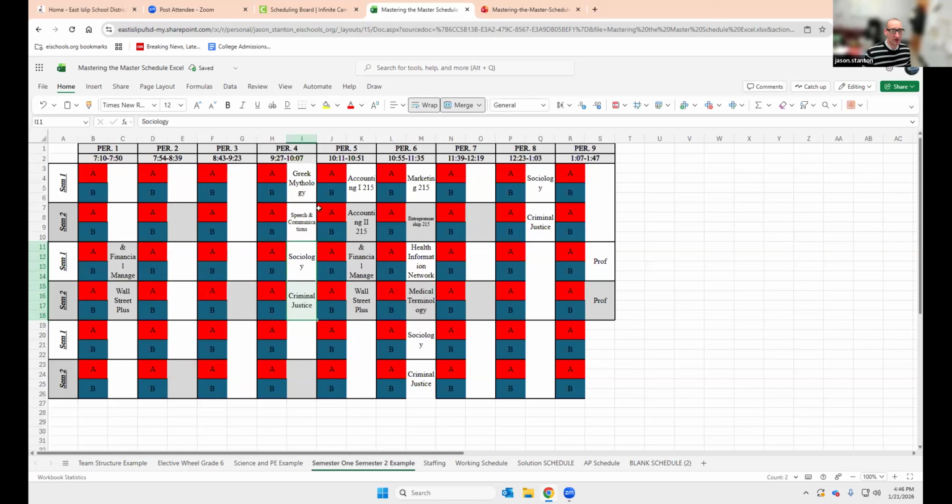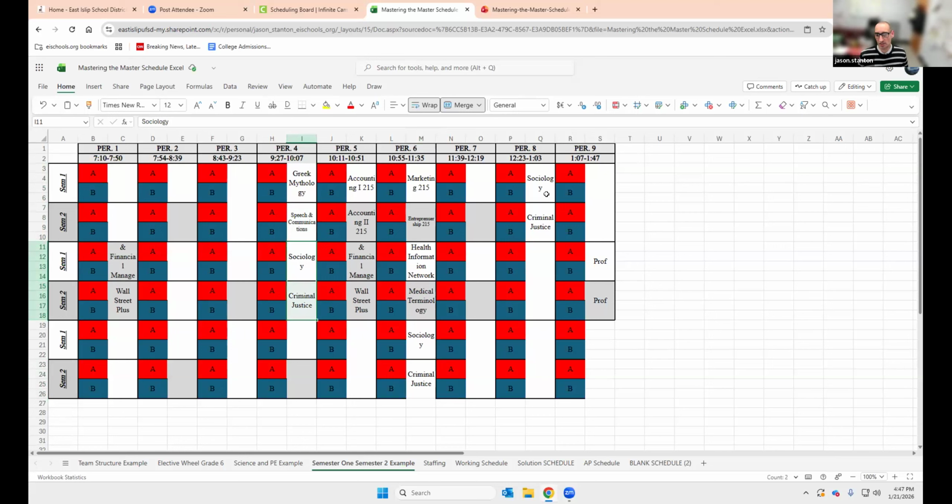All right. And the same is true for your semester 1, semester 2 wheels. You want to make sure if students are allowed to drop classes from semester 1 to semester 2, they have somewhere to go. So here, just as an example, if I had a student that didn't like accounting, but picked it because they liked the business course, they can move into Wall Street semester 2. Same thing here. If a kid didn't like marketing, they can move into medical terminology or criminal justice in semester 2. So I try to keep at least 2 options per semester period in the elective areas.